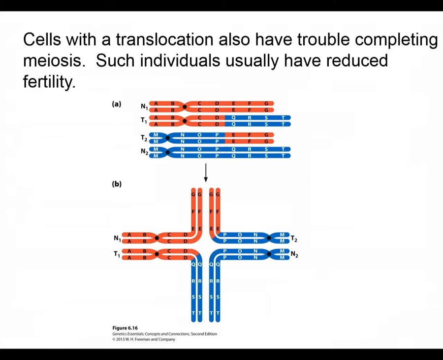Now, here's what happens if you have a translocation. That's kind of like a crossover between non-homologous chromosomes. So here you can see a crossover here. And in part B, it shows how those chromosomes, the blue chromosomes are trying to synapse, the red chromosomes are trying to synapse, but then what ends up happening is everything gets synapsed with everything else and you get this mess. And again, you're not going to get normal segregation of these chromosomes during meiosis. So again, reduced fertility is the result.